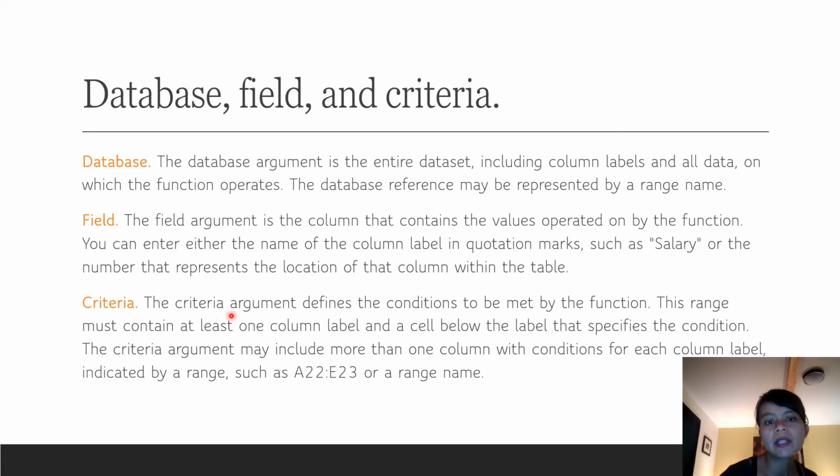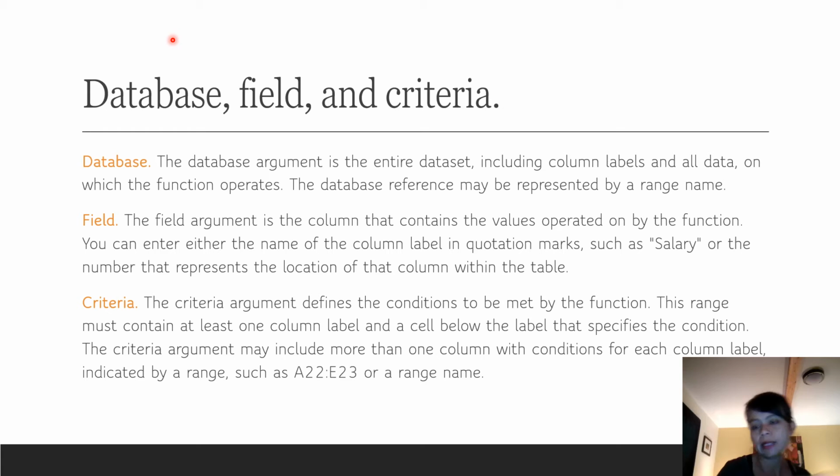Then the criteria. The criteria defines the conditions that are to be met by the function. This range must contain at least 1 column and 1 cell below the label. So just like before, same rules as before. The criteria argument may include more than 1 column with conditions for each column label. It might be a whole range, it might not. You can have more than 1 criteria is what I'm saying.